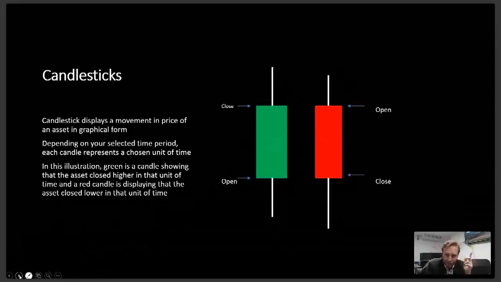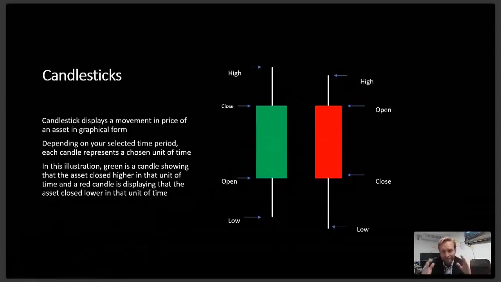How about the wicks, James? Well, the wicks show us even more information. The top of the wick shows us the high, or where that asset went in that unit of time. Again, on both bullish and bearish candles. And the bottom of the wick shows the lowest level the asset went in that unit of time, again on both candles.